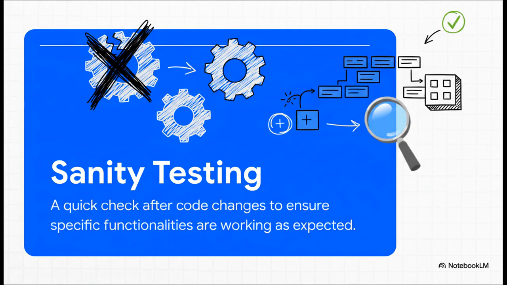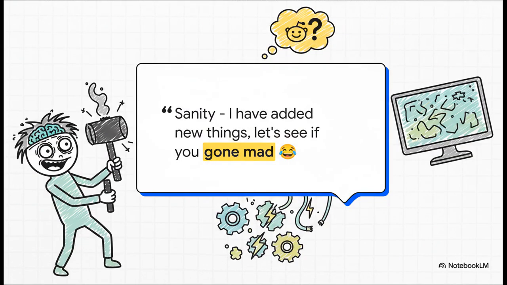Now, what about sanity testing? This one's different. It's way more focused. It happens after you've made a small change or fixed a bug. The whole point is to make sure that one, your fix actually worked, and two, you didn't accidentally break something else in the process. And of course, Reddit comes through again with another fantastic analogy. Sanity: I have added new things, let's see if you've gone mad. It's just a great, funny way to remember what it's for.